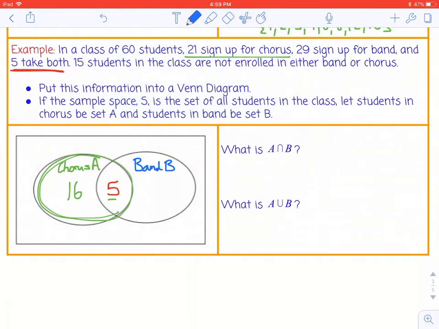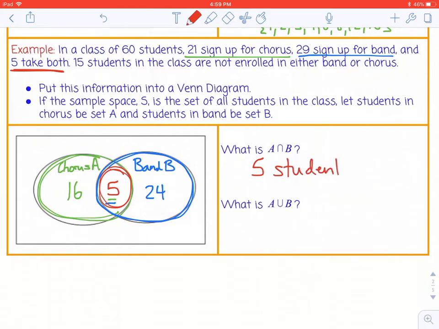That way in total you have 21, including those 5. And then band had 5 that took band and chorus, but 29 signed up for band. So we'd have 24 more students that only took band, and including the 5 that take both, we have 29 total that took band. And it says, what is A intersect B? That would be those 5 students in the middle.